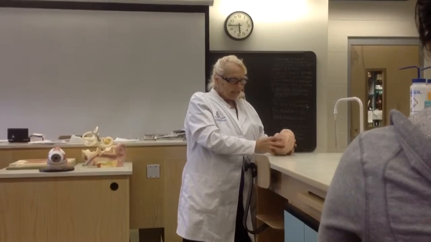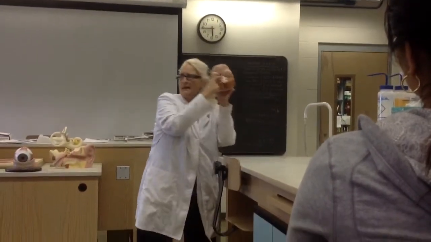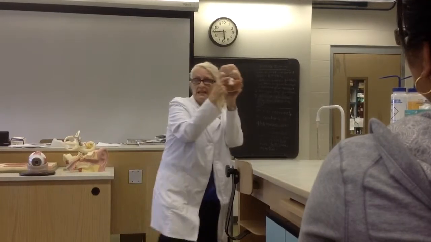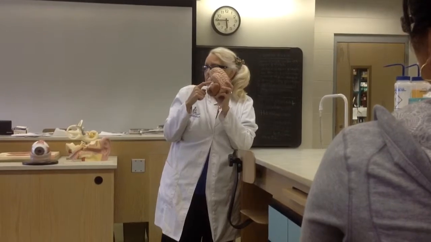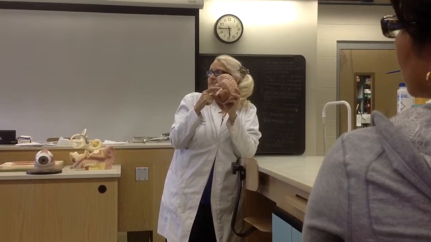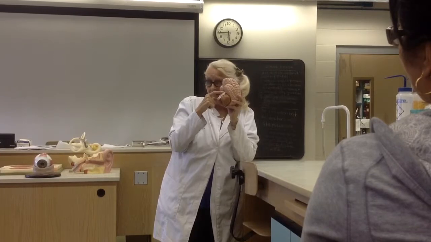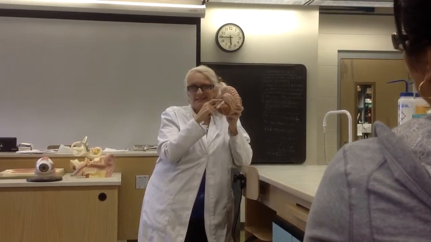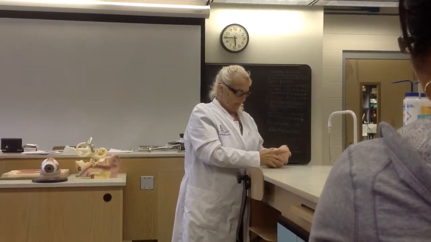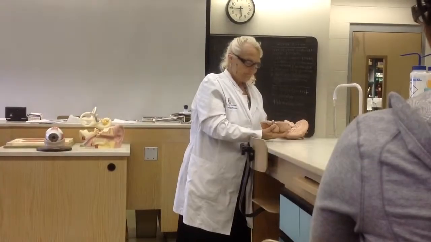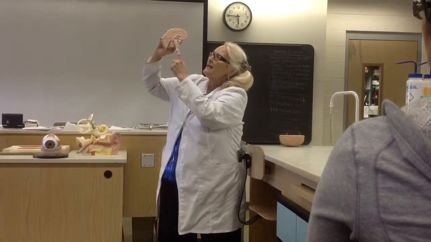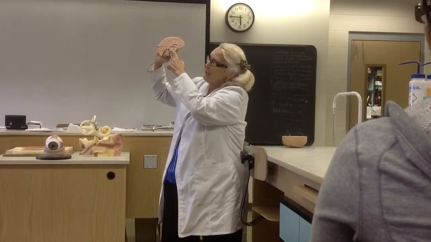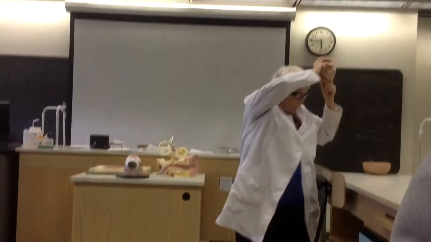Okay. This little ball right here is the pituitary gland. Pituitary gland. What's its function? It regulates a lot of physiological processes. Yes. You have the brainstem. That includes the medulla oblongata, the pons, and the midbrain. Brainstem.